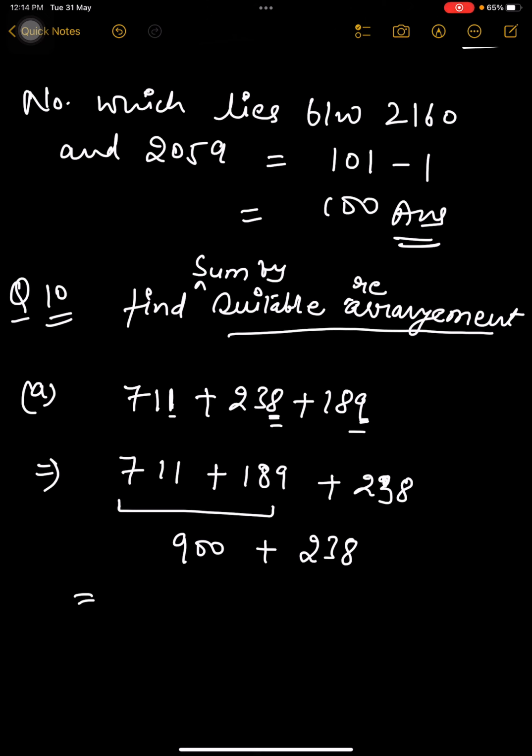Why does it become easier? Because at the last places we have 0 0. When you add, the last two digits come as they are: 0 plus 3, 0 plus 8, it is 38. And now add 9 and 2, it will be 11. So the calculation becomes easier, right? So this is how we do the question of rearrangement under the sum or the addition.